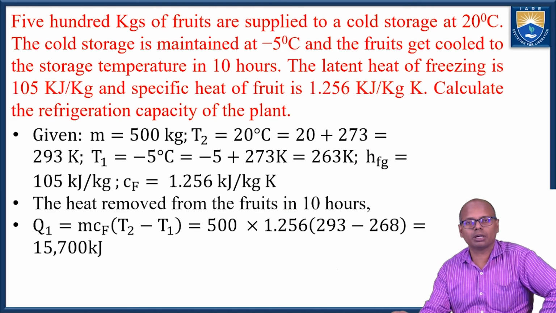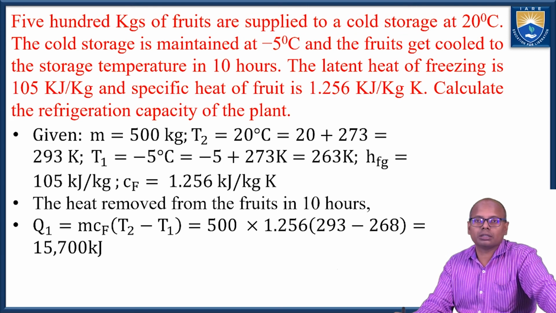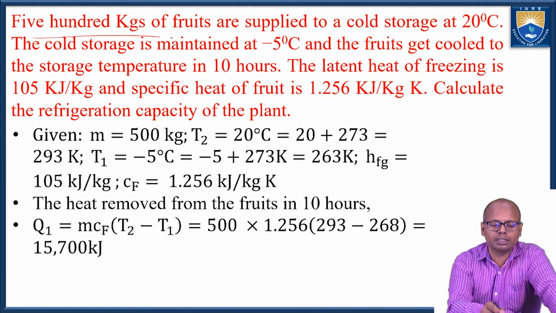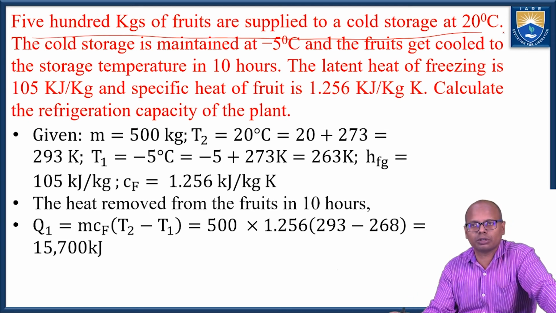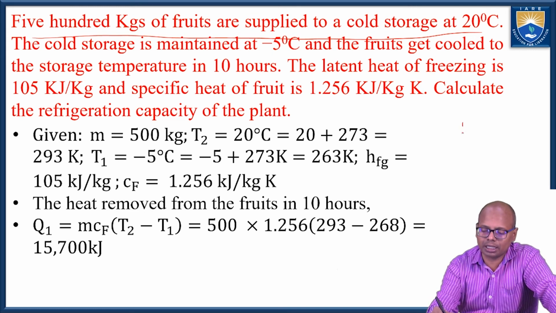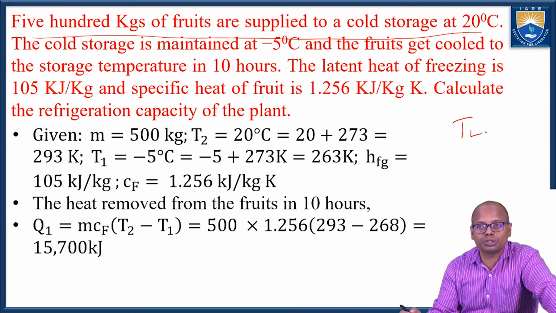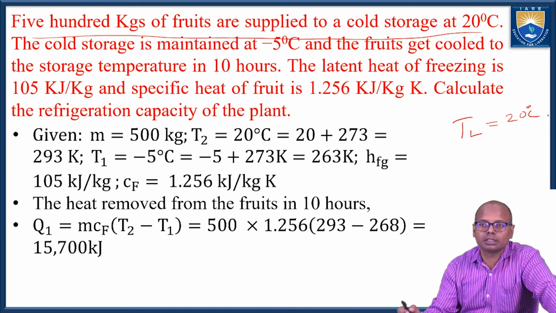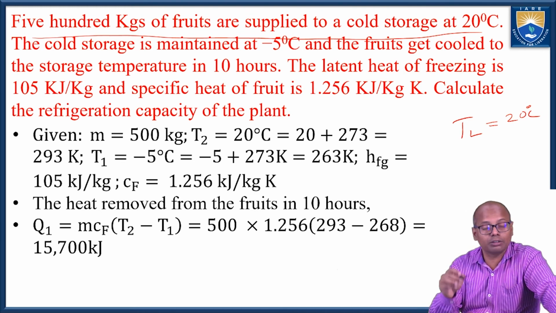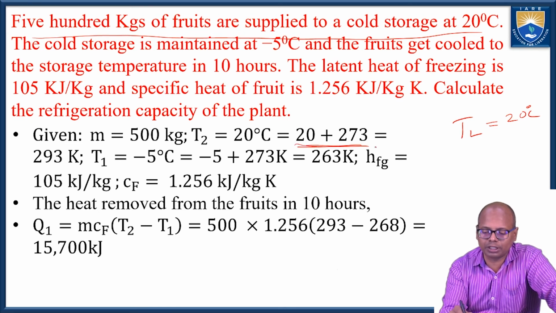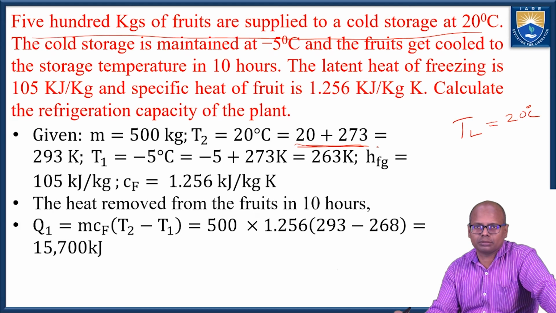This is a simple problem where the Carnot cycle is not specifically mentioned, but it is assumed. So 500 kgs of fruits are supplied to a cold storage room. As soon as I say cold storage, it is the lower temperature. Here you can see 20 degrees centigrade is given. So what I have to do is add 273 and make it into Kelvin.